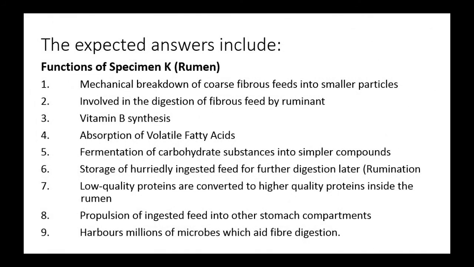Functions of specimen K, which is a rumen. The mechanical breakdown of coarse fibrous feed into smaller particles, involved in digestion of fibrous feed by ruminants, vitamin B synthesis, absorption of volatile fatty acids, fermentation of carbohydrate substances into simpler compounds, storage of orally ingested food for further digestion later. Low quality proteins are converted to higher quality proteins inside the rumen. Propulsion of ingested food into other stomach compartments. It harbors millions of microbes which aid fiber digestion.